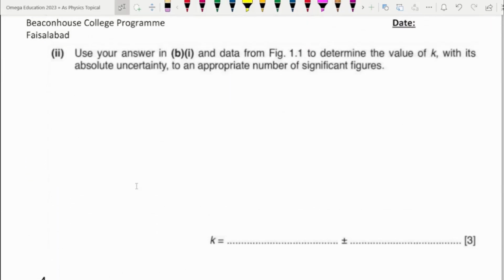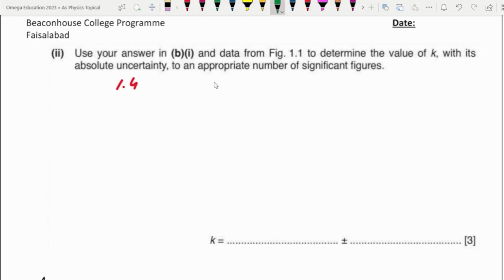Let's take a look at the next one. Now use your answer to determine the value of k. Okay, the value of k we already know now is 1.4, and we need its absolute uncertainty, and give your answer to appropriate number of significant figures. Alright, so all we gotta do is find the total percentage uncertainties, because the quantities were being multiplied or divided in the formula of k. Then we can find the absolute uncertainty from that percentage uncertainty, and then we can write the final answer with the appropriate number of significant figures.